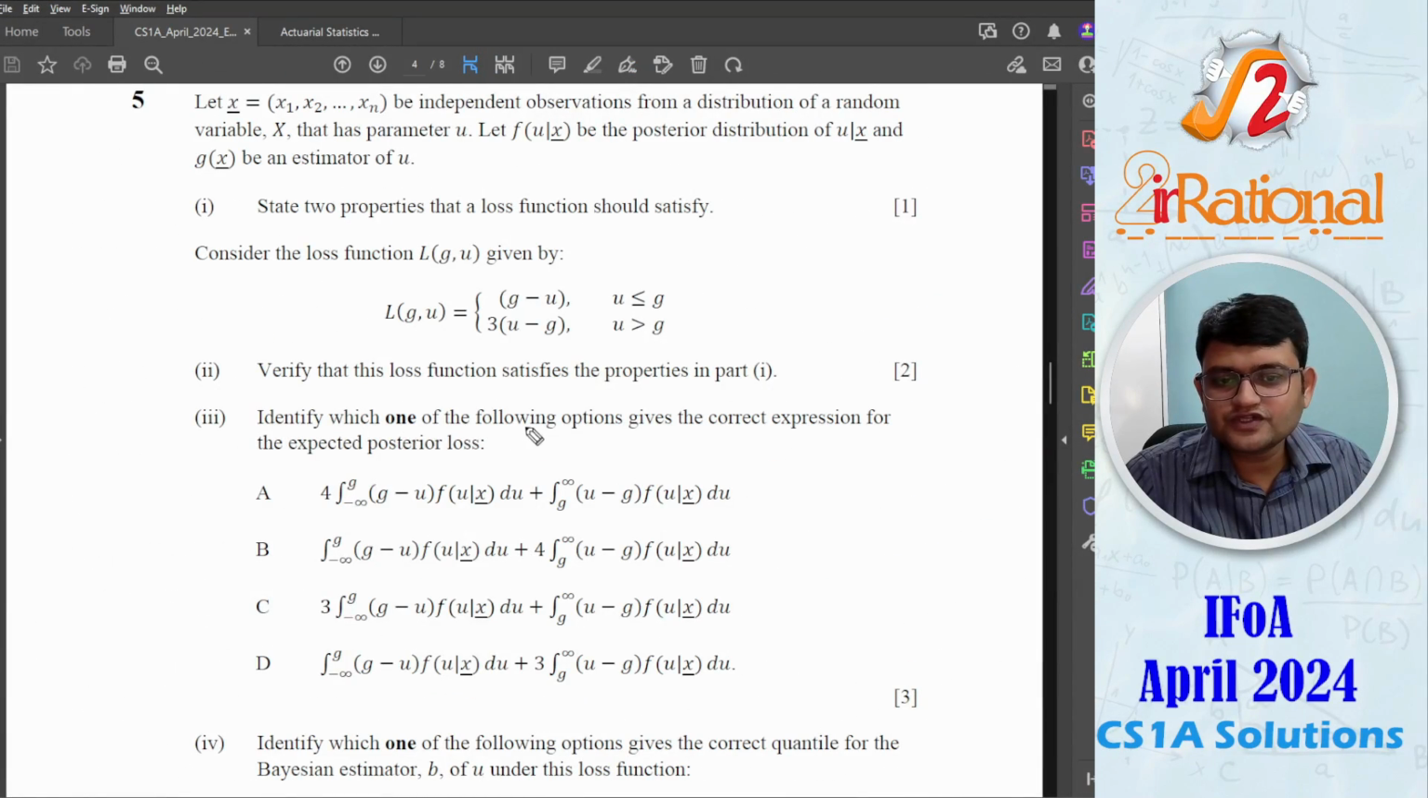Third part, identify which one of the following options gives the correct expression for the expected posterior loss. This was very straightforward. When U is less than G, that means U going from minus infinity to G, the function is G minus U. That means these are all posterior functions, so no problem there. And then plus, when U is greater than G, that means going from G to infinity, 3 times U minus G is the function. So the option is D.